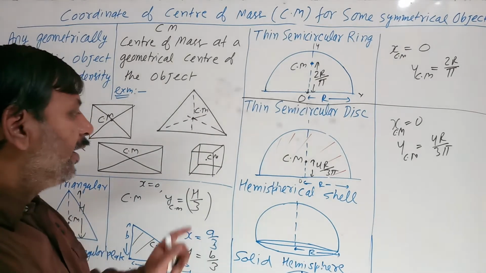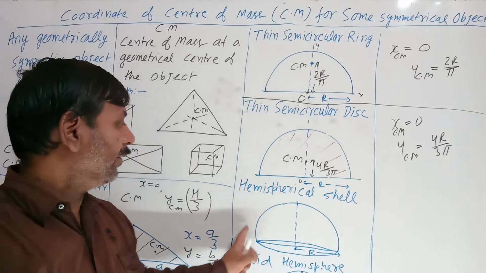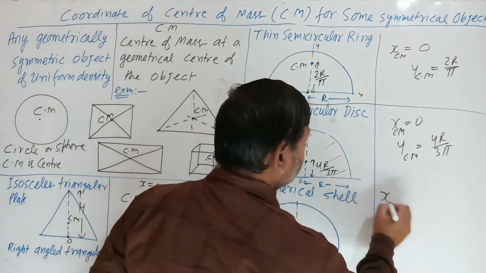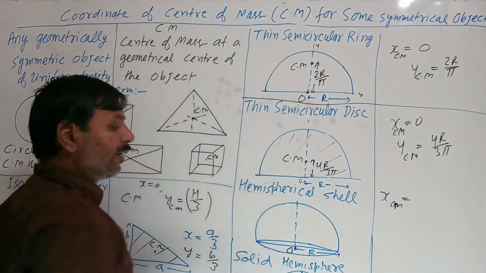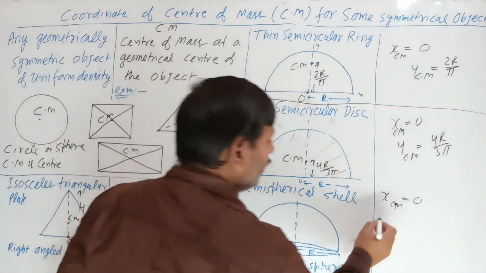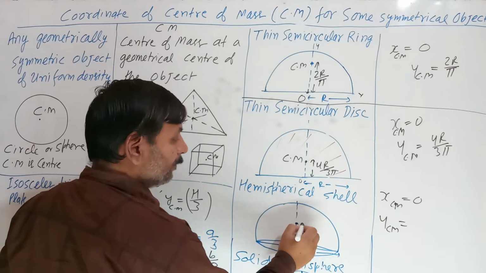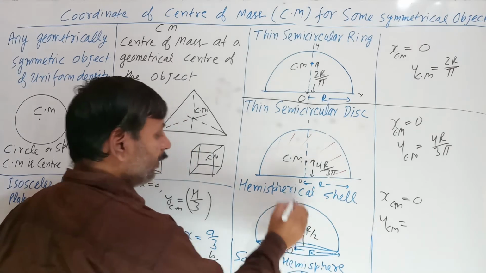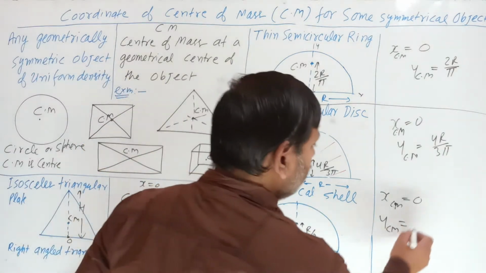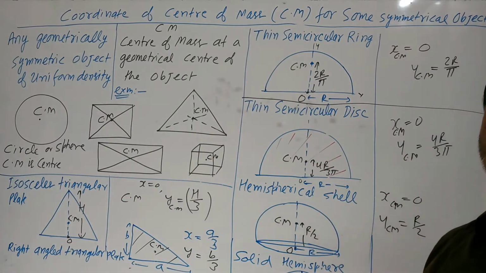When we talk about the hemispherical shell, take a football and cut it in half. For the center of mass of the hemispherical shell, I have taken the center as origin, so the x coordinate will be 0 because it is symmetrical. What will be the y coordinate? The y coordinate is r by 2. This will be the center of mass. So for a hemispherical shell, the center of mass is at r by 2 from the center along the y coordinate.